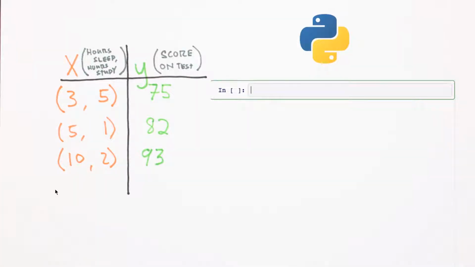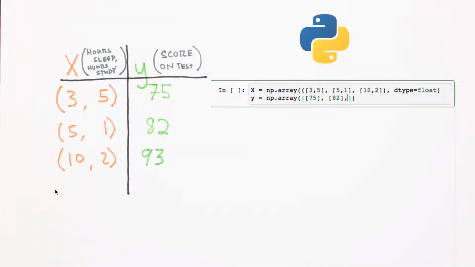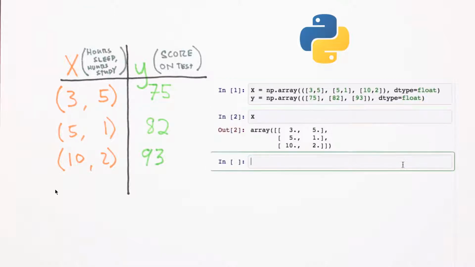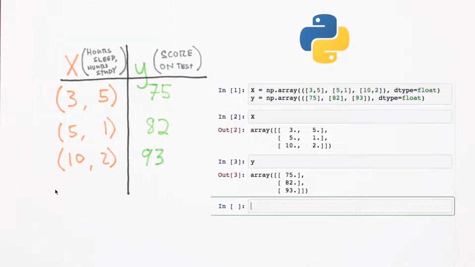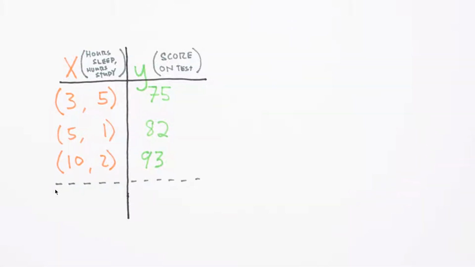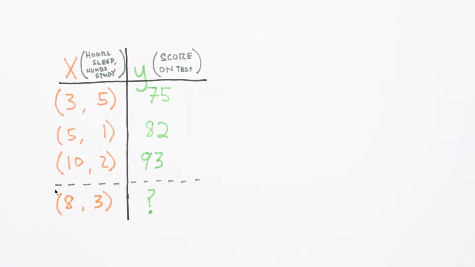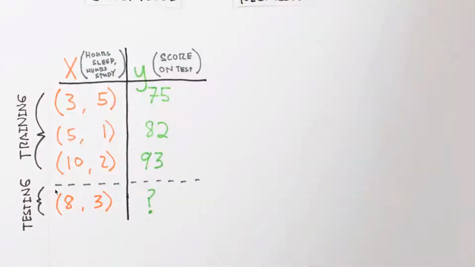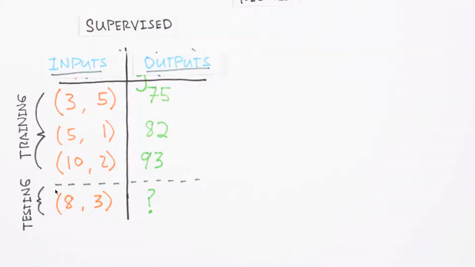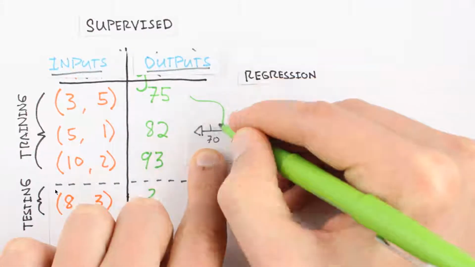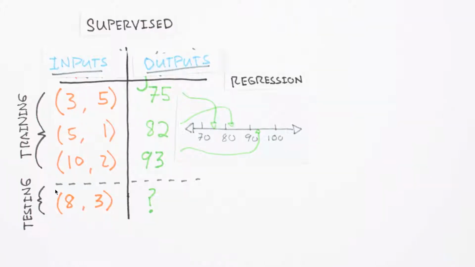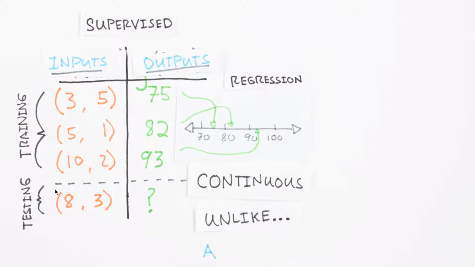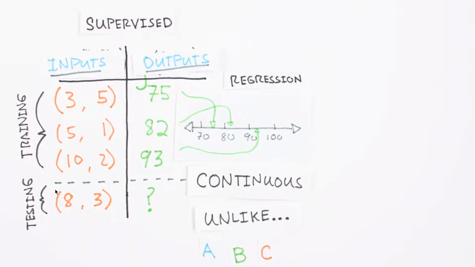We'll use the programming language Python to store our data in 2-dimensional NumPy arrays. Now that we have some data, we're going to use it to train a model to predict how well you will do on your next test based on how many hours you sleep and how many hours you study. This is called a supervised-regression problem. It's supervised because our examples have inputs and outputs. It's a regression problem because we're predicting your test score, which is the continuous output. If we were predicting your letter grade, this would be called a classification problem and not a regression problem.